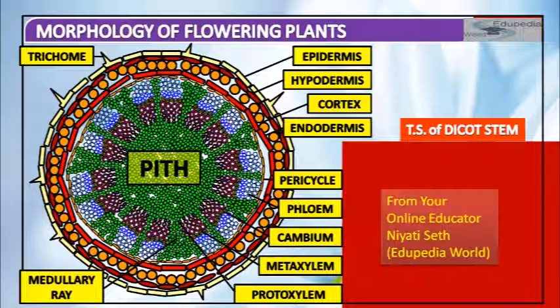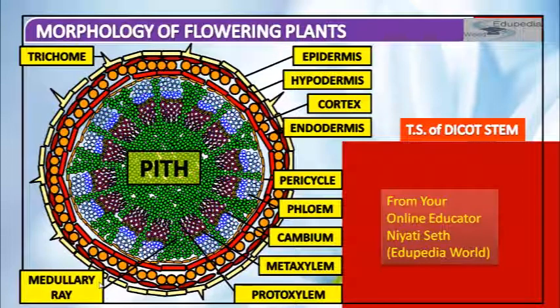Okay, now what about the pith rays, students? The vascular bundles are separated from each other by a radial row of parenchyma cells, which we call pith rays. See, these are the pith rays. 1, 2, the green ones, 3, 4, 5, 6, 7, 8, 9, 10, 11, 12, 13, 14. So 14 medullary rays are there.